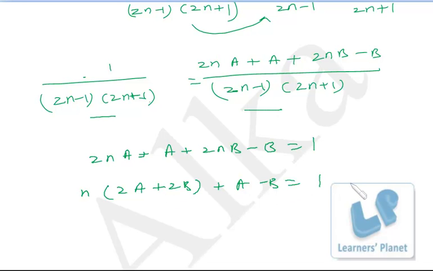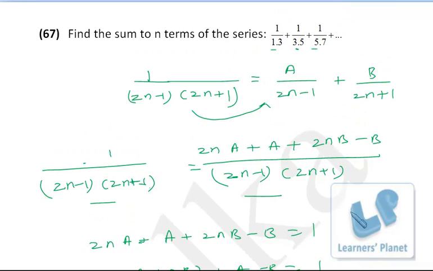On the right hand side, the coefficient of n is 0, because we don't see any term having n. So 2a + 2b is equal to 0, that means a + b is equal to 0. And the constant term: a minus b is the constant term on the left, and 1 is the constant term on the right. So a minus b is equal to 1. See each step carefully, because this is a special pattern of question which can be solved by this method only.